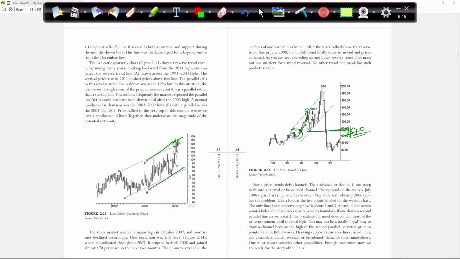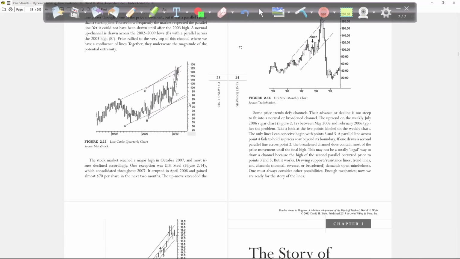The up move exceeded the confines of any normal up channel. After the stock rallied above the reverse trend line here in June 2008, the bullish trend finally came to an end and prices collapsed. As you can see, exceeding up and down reverse trend lines must put one on alert for a trend reversal. No other trend line break has such predictive value.